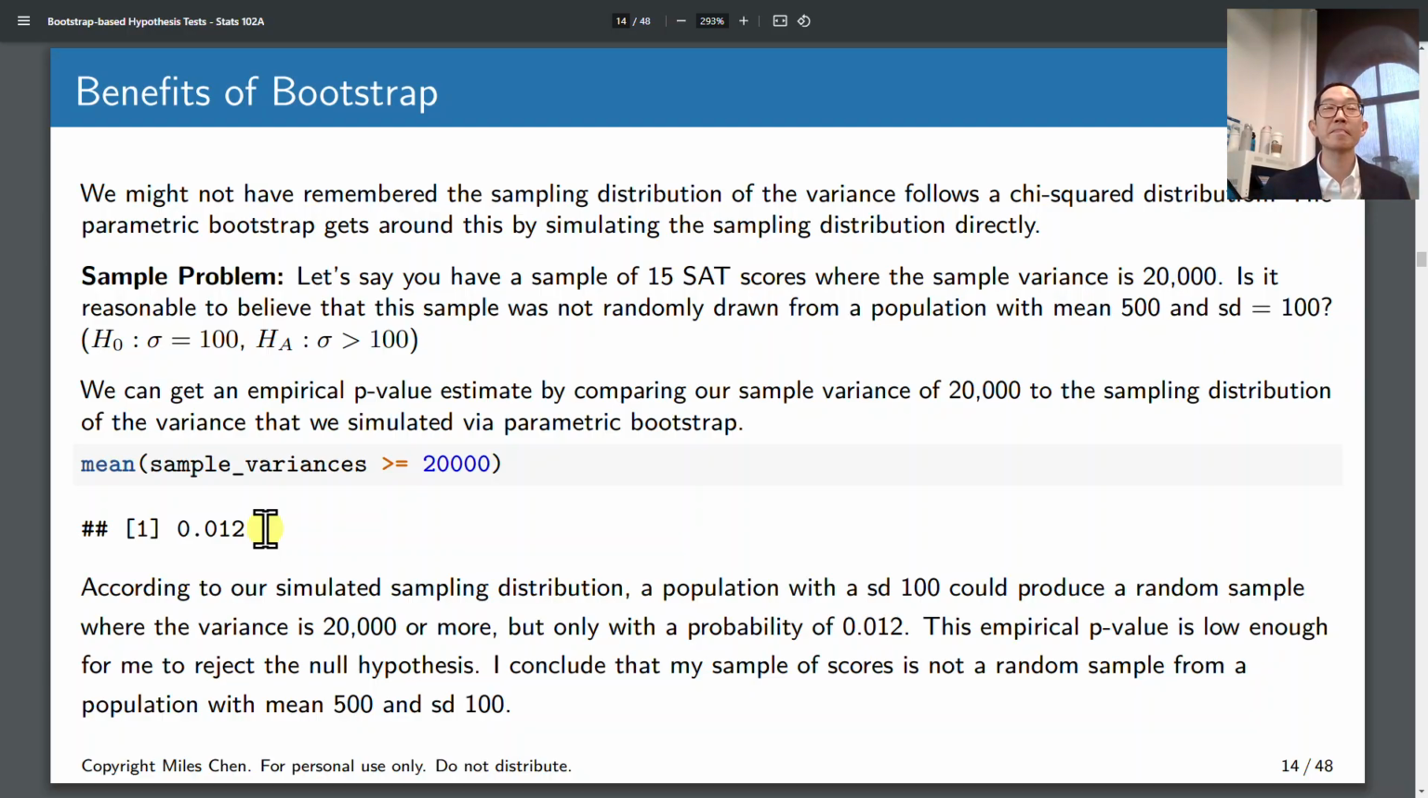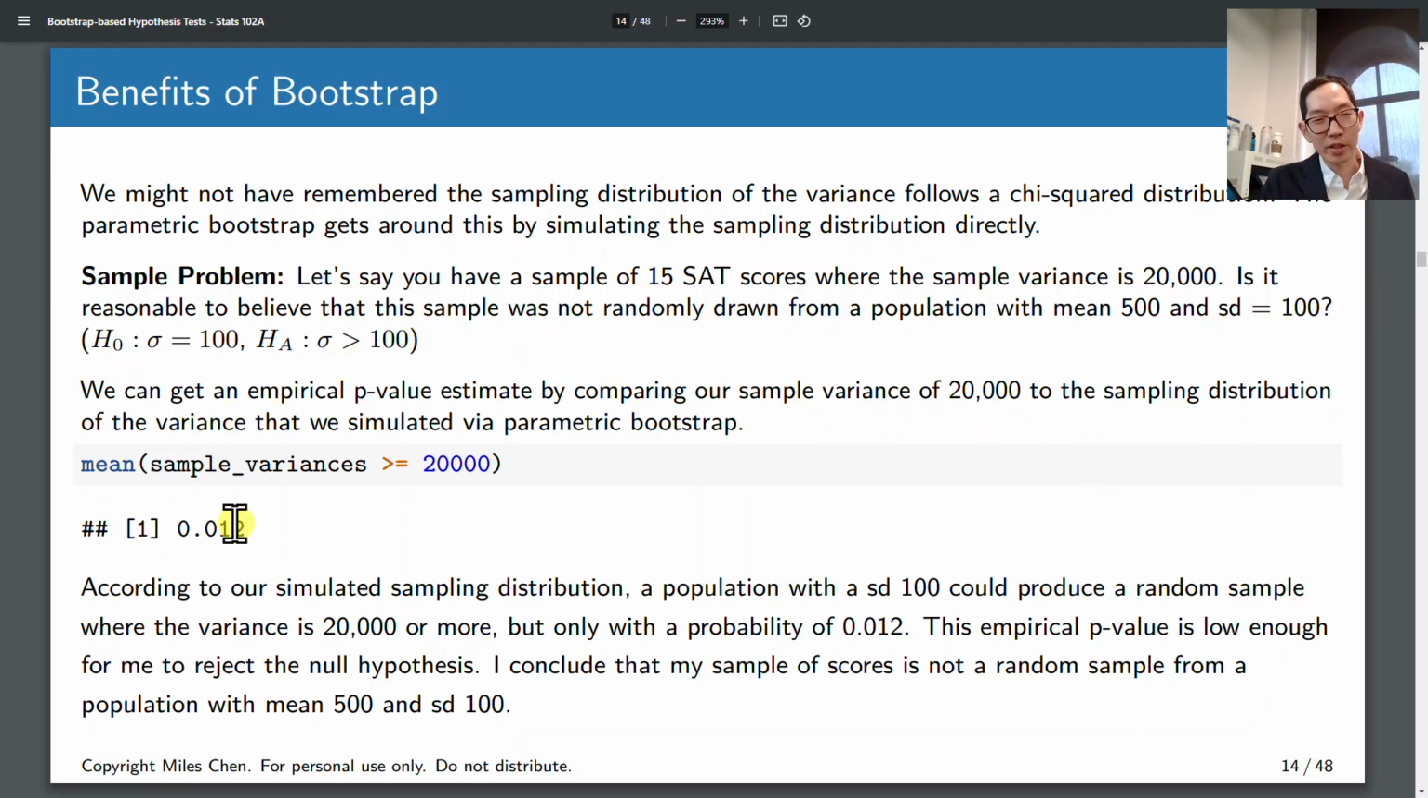So if I have a sample where I have 15 values and the variance is 20,000, I can either say, well, yeah, maybe my sample was one of the very rare 1.2% where this kind of thing happens by random coincidence. Okay, that is possible. But probably the easier explanation is to say, I don't think I was the lucky 1.2%. Rather, my sample is probably coming from a different population, coming from a population where the standard deviation isn't 100, coming from a population where the standard deviation is something a little bit higher.